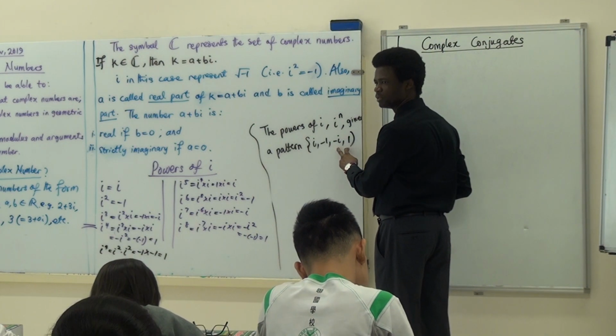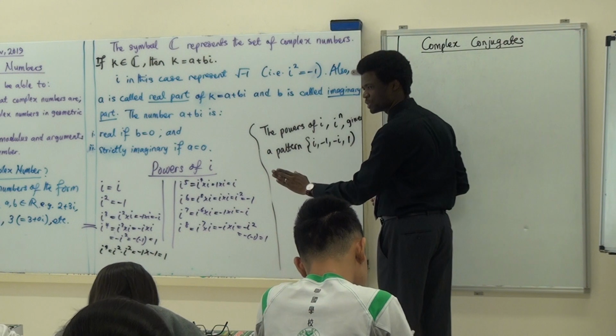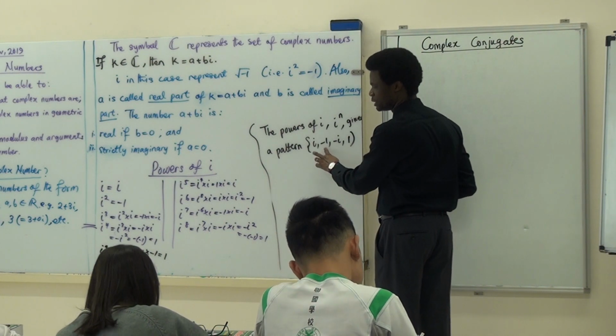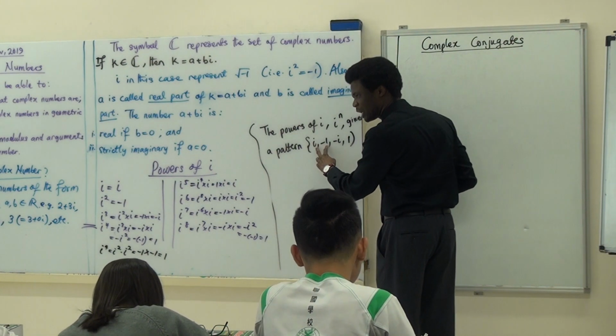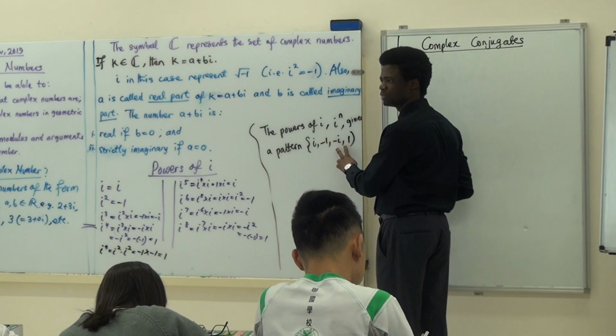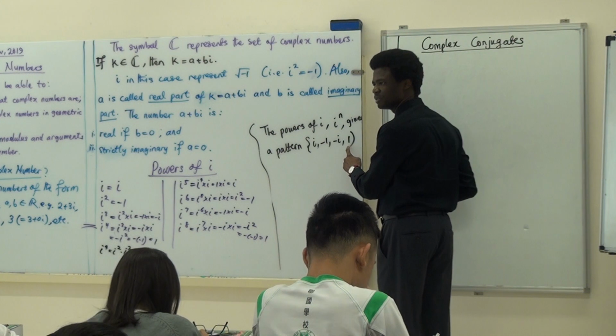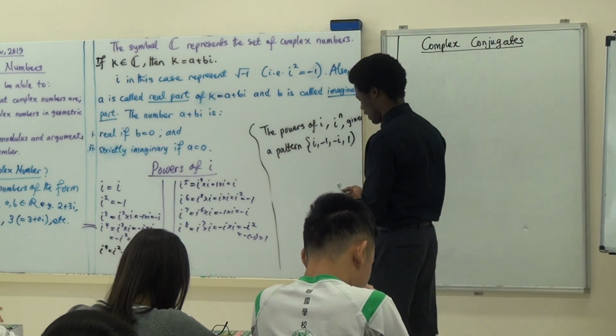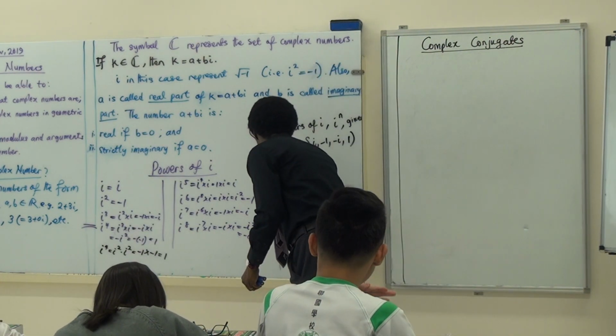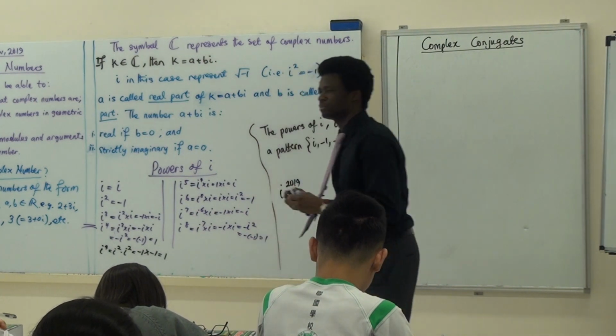Okay? i is always positive. The next one is negative 1. Then the next 2 is exactly what you have, but in the negative form. So the negation of this is this. The negation of this is that. Because I'm going to ask you next, what is i to power 2019?